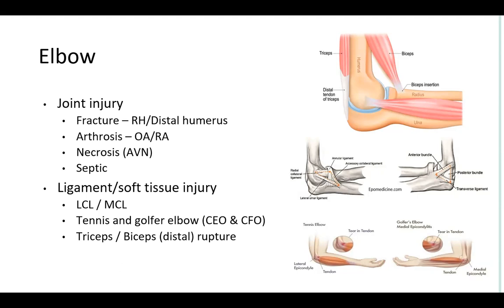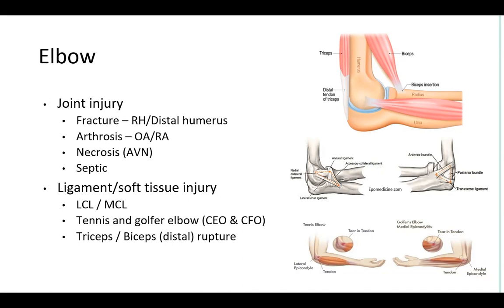Okay, so in terms of joint injuries, you can have a fracture. Any fracture around the elbow can extend to the articular surface. You can have a joint injury, where you dislocate the elbow joint and have a fracture dislocation or just a dislocation. Okay.